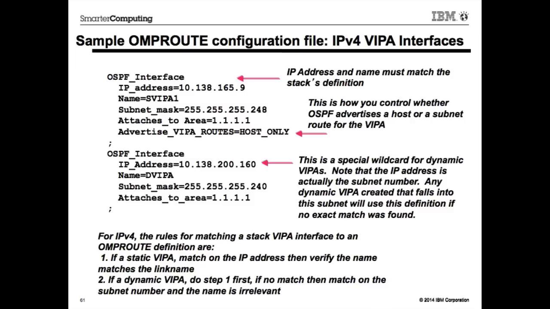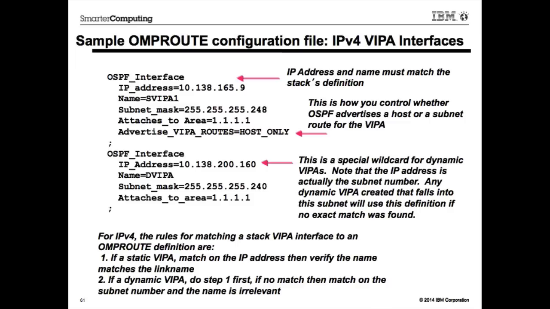You tell which area it attaches to, and this is also how you control whether or not OSPF advertises a host route or subnet route for the VIPA. Remember, if the VIPA subnet only exists on one host, you only have to advertise the VIPA subnet route. But if the VIPA subnet exists on multiple hosts, you have to advertise host routes for the VIPAs.